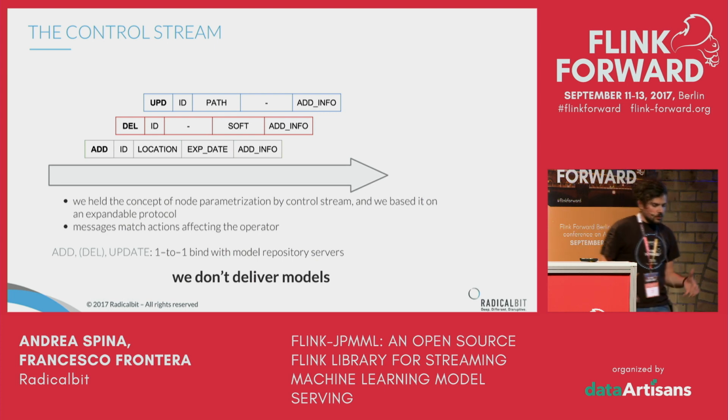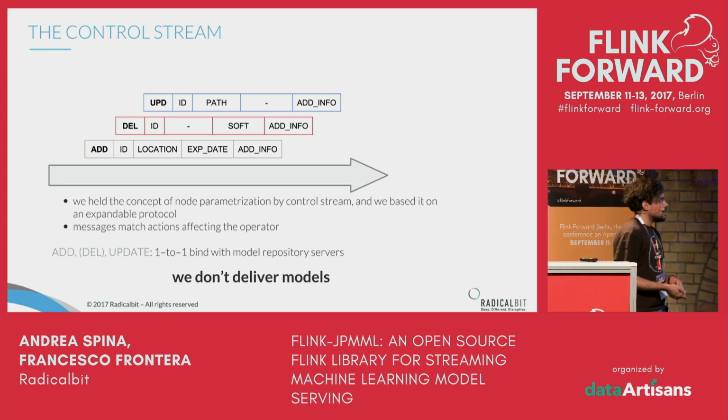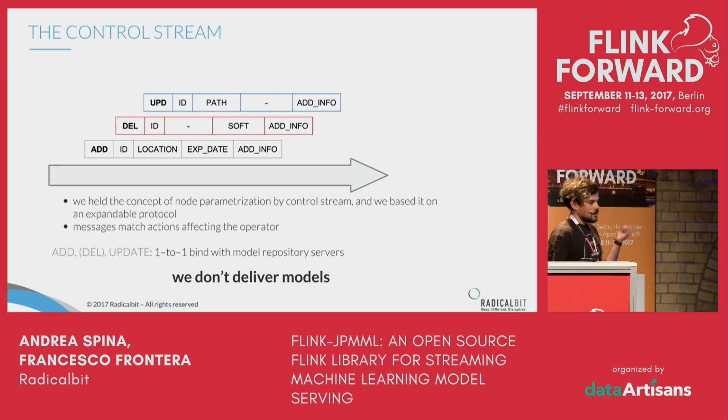we extend this stream with a sort of protocol, which is quite unreachable by users. And this protocol defines actions that will affect the state of the model and the state of the operator, of course. So the messages basically bring some mandatory information like the identifier, which is the unique identifier of the model which is referred to, and then the path of the model. And then you can add additional info as metrics. You can add, for example, performance evaluation metrics if you want them as an outcome, of course. So we don't use the stream to bring models directly.